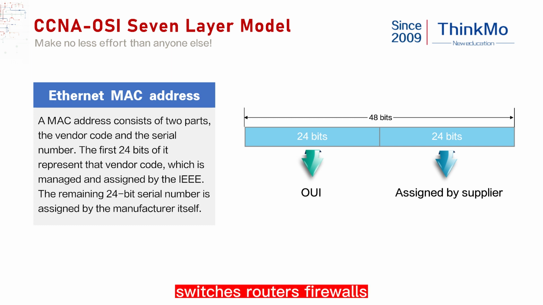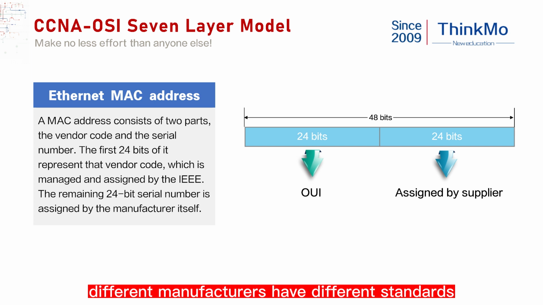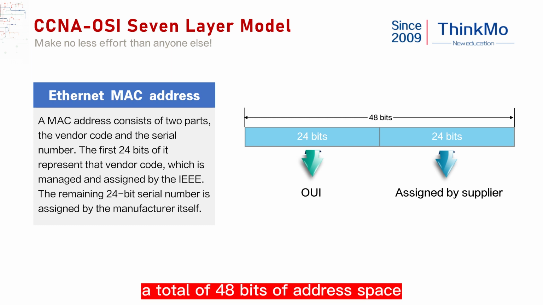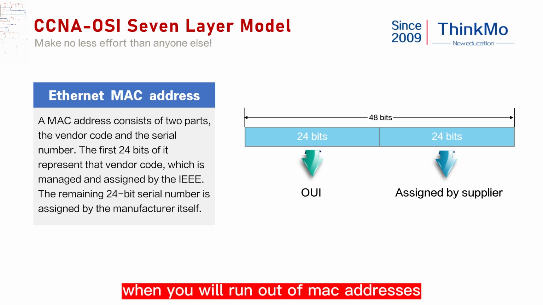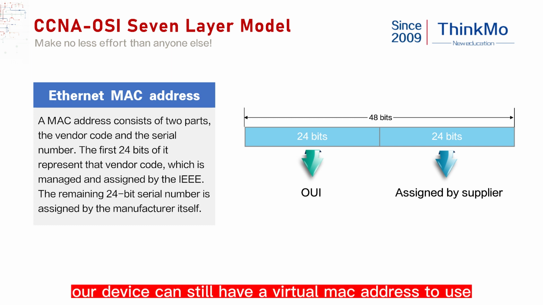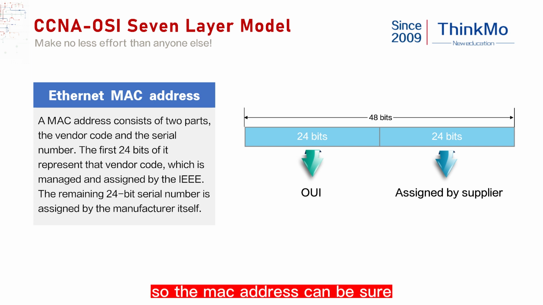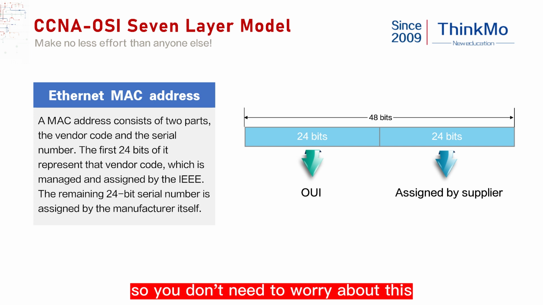For example, switches, routers, firewalls, wireless devices. In the end, they all use numbers that start with the manufacturer's prefix. Different manufacturers have different standards. Then our entire MAC address has a total of 48 bits of address space. First of all, it will not have the problem of exhaustion. Second, even if everyone is worried that there will be a day when you run out of MAC addresses, that doesn't matter, because our devices will have virtual MAC addresses in the future. So the MAC address can be sure: each of our network cards has a MAC address that is unique in the world.